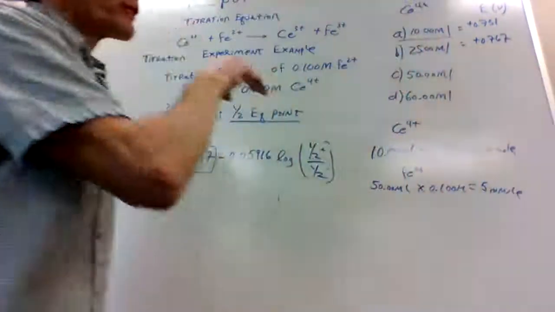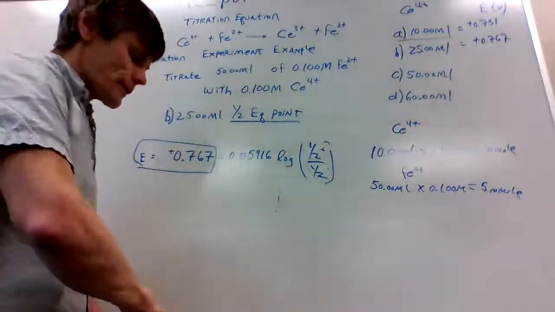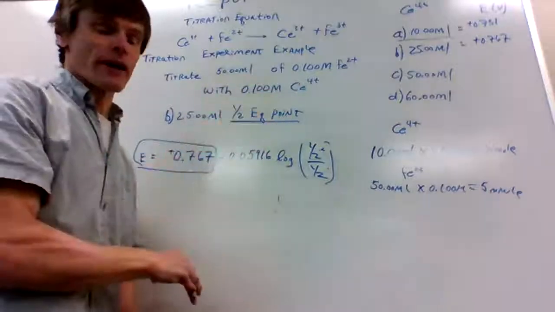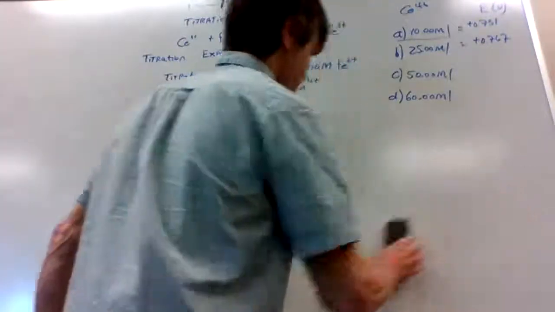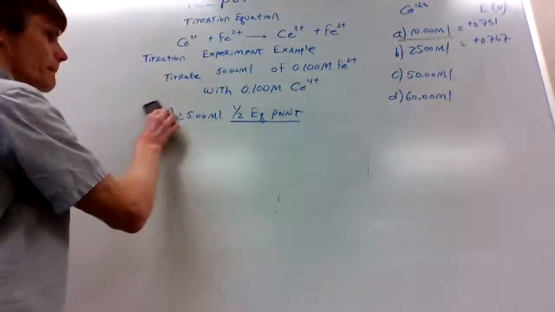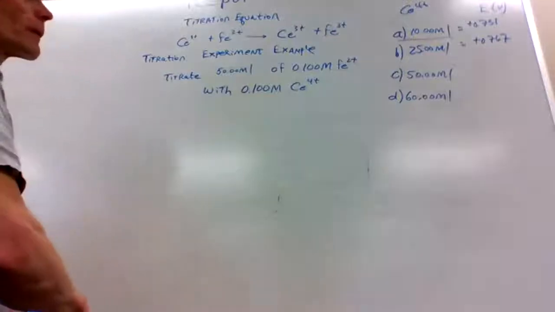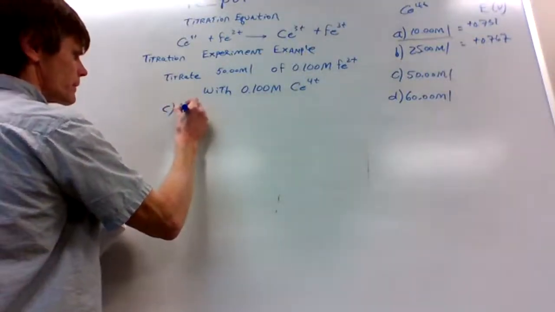And we're getting an increase in our cell potential. Again, we said that we'll draw the titration curve when we're all done. At 50 milliliters, we're at the equivalence point.